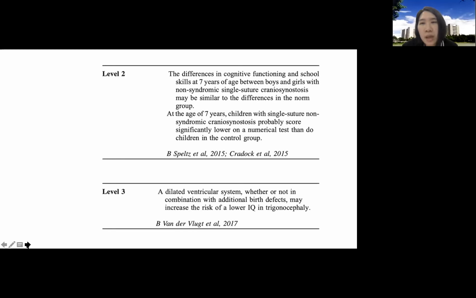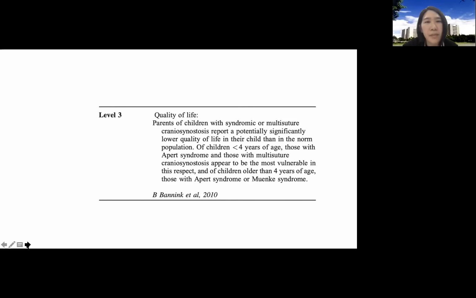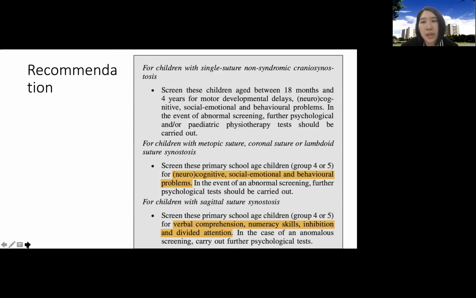On the numerical test, they probably have a score significantly lower. Okay, so if you are interested, you can read the guideline more clearly on the guideline. So at the age of 4 to 5 years old, if the patient has a concern, they probably have a delay in neurocognitive function, you should refer this patient to the specialist.